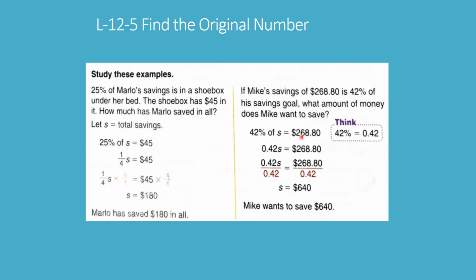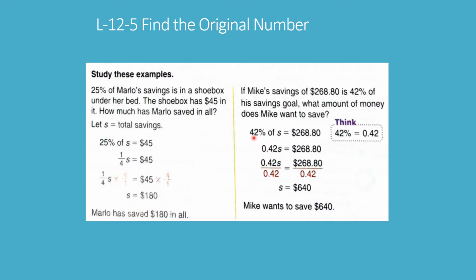In the second example, the saving given is 268.80. And what is the rate? 42%. Then what amount of money is there in all, that means all together, that you have to find. And 42% of all is given as 268.80.